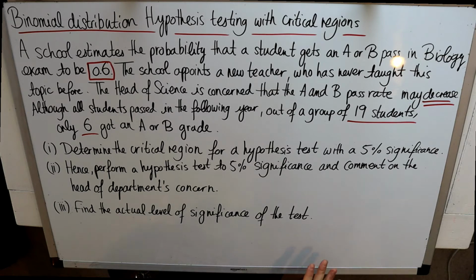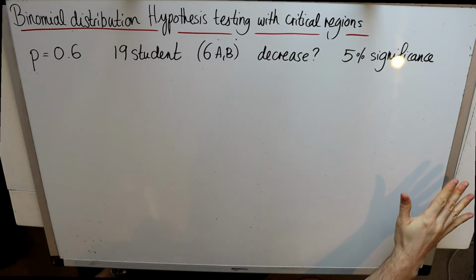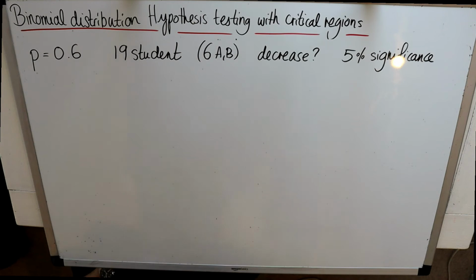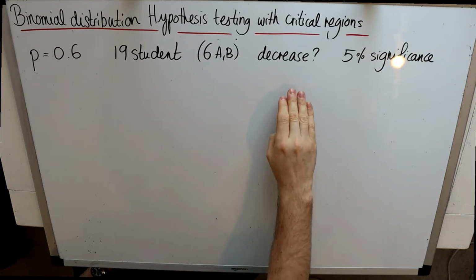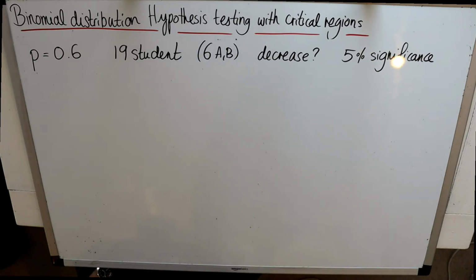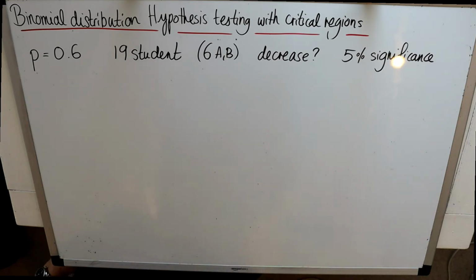We're going to come back to this when we have to answer the question in context, but in order to have space to actually work, I'm going to just write the main pieces of information. So, this is the information that we're dealing with. Probability 0.6, we're dealing with 19 students, 6 of them got A or B. Is there a decrease? We're testing to 5% significance. We're going to find the critical region to begin with. Now what does 5% actually correspond to in terms of the number of students?